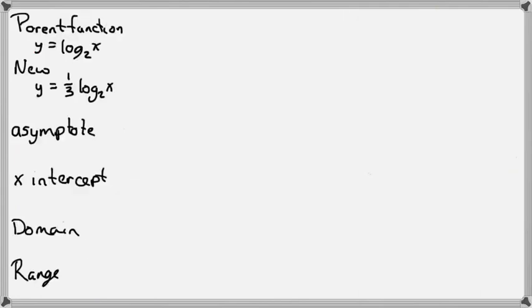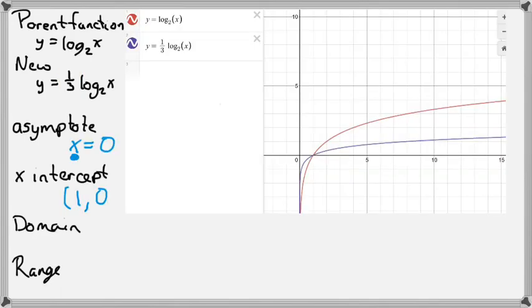So if we have the parent function log base 2 of x, and we change it to 1/3 log base 2 of x, just like we had in the exponentials, when there was a number in front, it dealt with a stretch or compression. This time, being less than 1, it's going to be a compression. And so as you see here, the purple line has been compressed vertically.